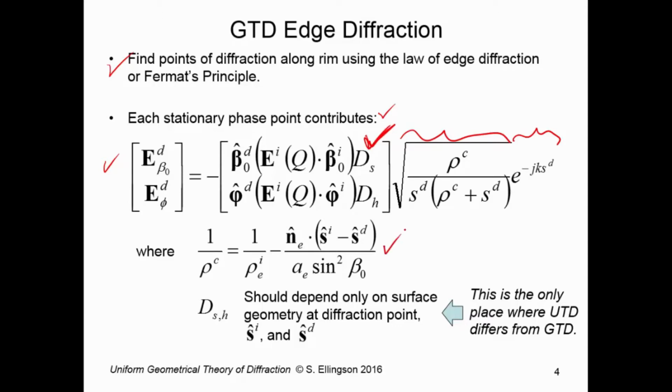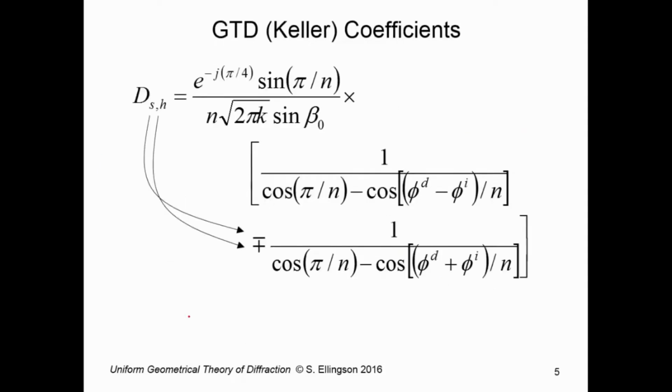Here's how to compute rho super c needed in the spread factor. And note the diffraction coefficients should depend on the surface geometry at the point of diffraction, the direction of incidence, and the direction of diffraction, that is the direction in which the diffracted ray travels. Now the only difference between UTD and GTD turns out to be here. Everything else is the same. Here, again as a reminder, are the GTD diffraction coefficients, also sometimes referred to as the Keller coefficients, after the author of the paper where these were first described. These are provided simply as a reminder.